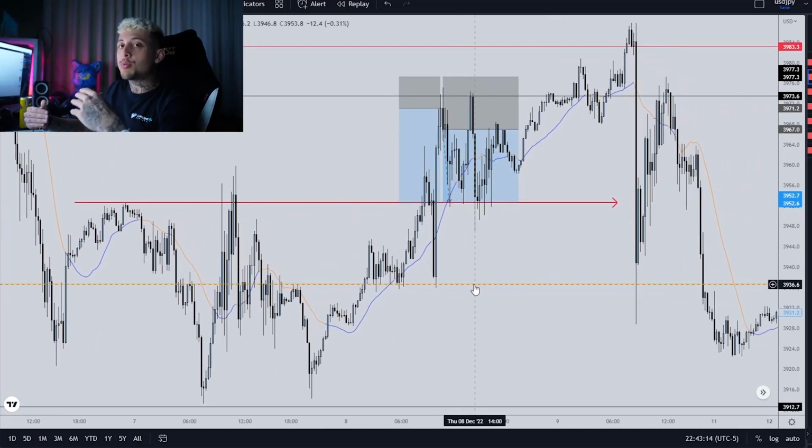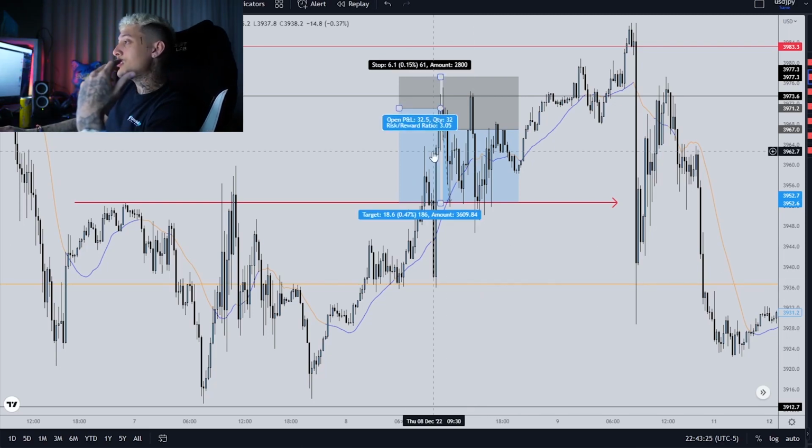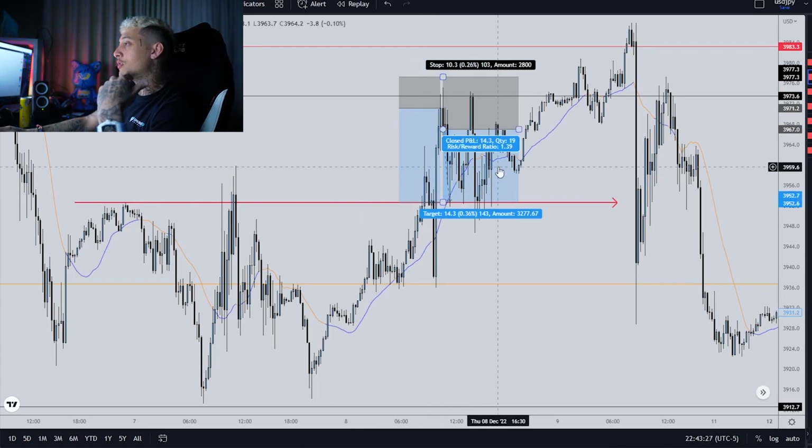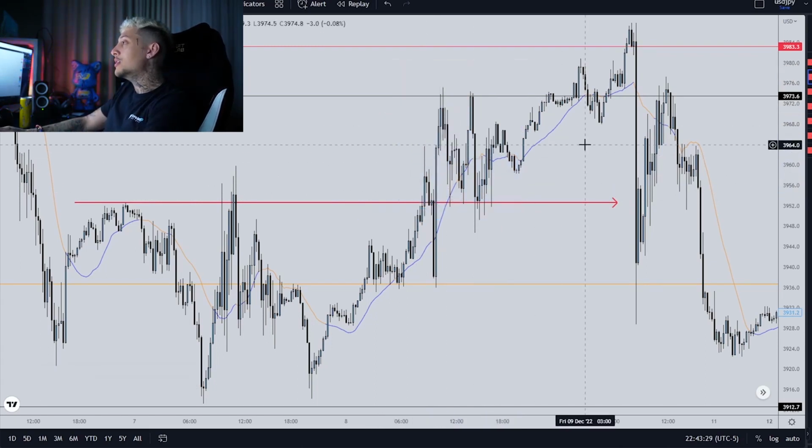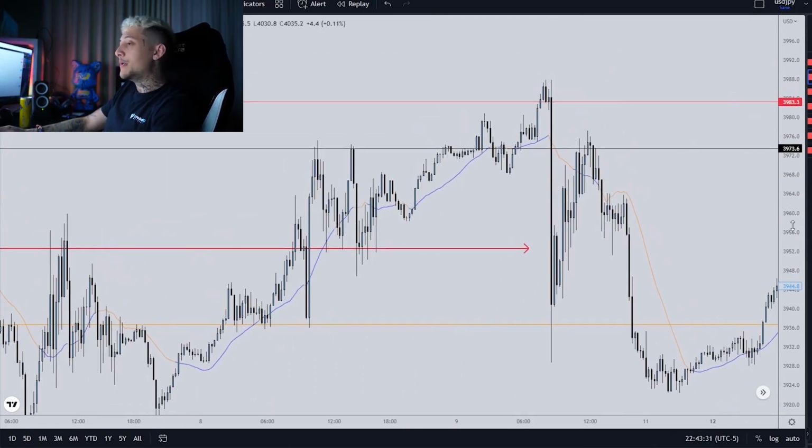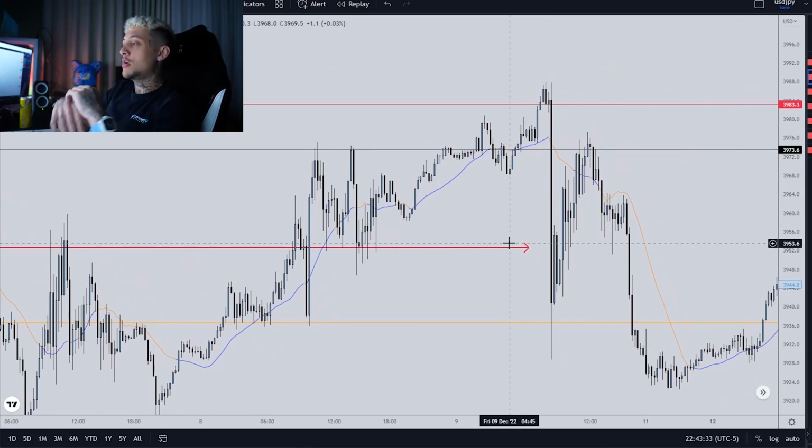I could have targeted my further major area of support, but again, it comes down to probabilities. Your nearest area of major support has a much higher probability of getting hit than a major area of support or resistance that is a further distance away. So in this situation here, we would have gained probably 3 times our risk. Over here, you would have gained 1.3 times your risk. So you can see the pros and the cons of the stop loss placements with the aggressive entry and the conservative entry.